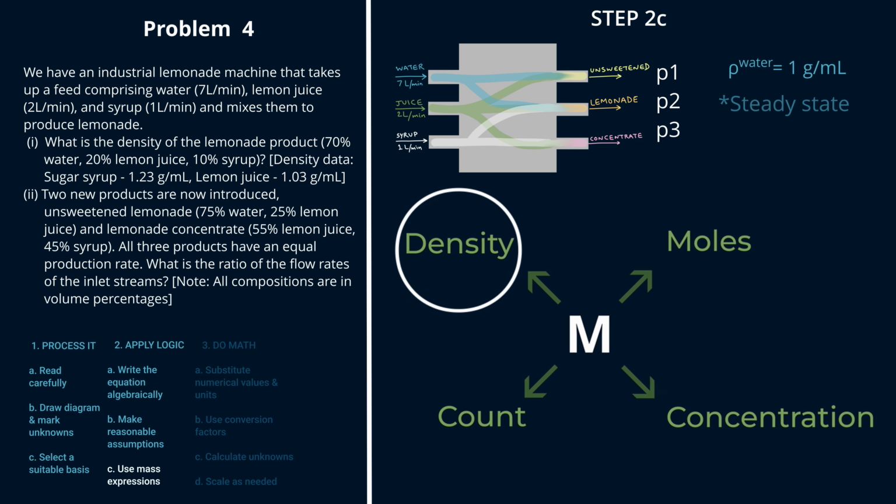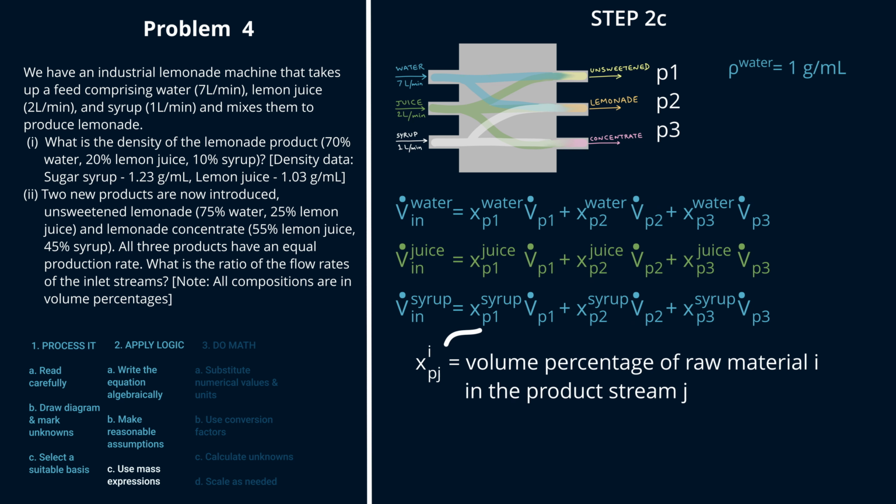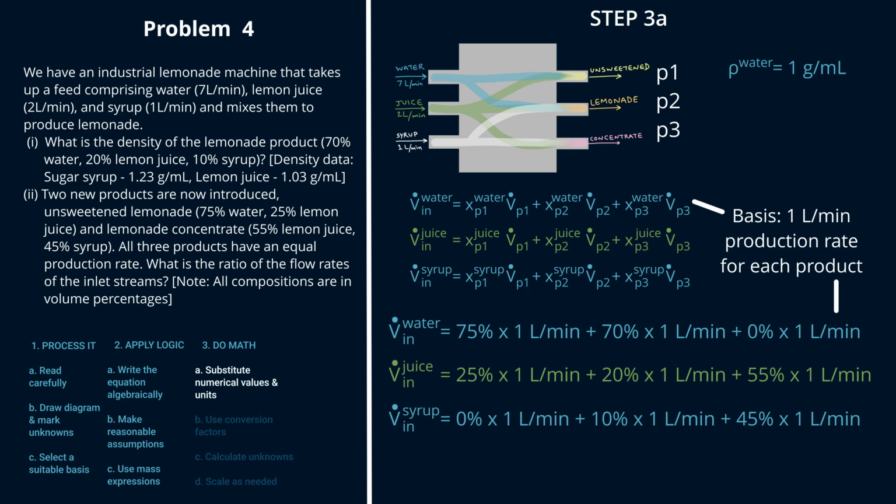We represent the mass flow rate as density times the volumetric flow rates and cancel out the terms common in the LHS and RHS for simplicity. We can describe the volumetric flow rates of a component in the outlet streams using the composition data. Substitute the numerical values with units and compute the final answer.